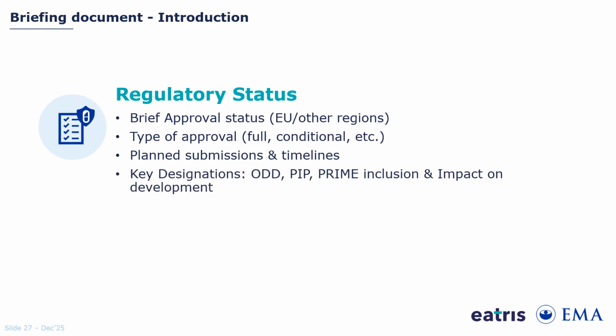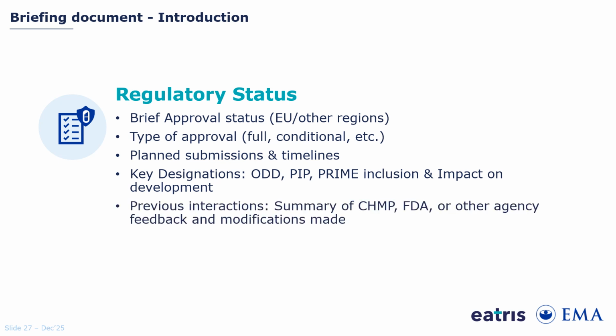Key regulatory designations, such as orphan medicine designation, pediatric investigation plan agreements, or PRIME inclusion, should be highlighted, along with their impact on development. Any prior scientific advice from CHMP, national competent authorities for medicines or health technology agencies in EU member states or international regulators such as the FDA, MHRA, PMDA or Swissmedic should be summarized, especially how it has influenced the current approach. If there are parallel advice procedures ongoing or planned with such other organizations, these should also be mentioned.